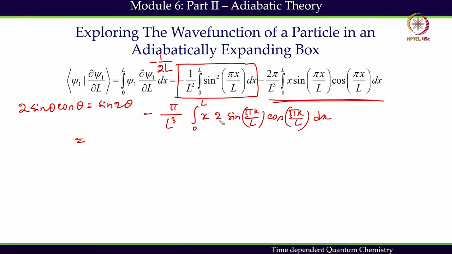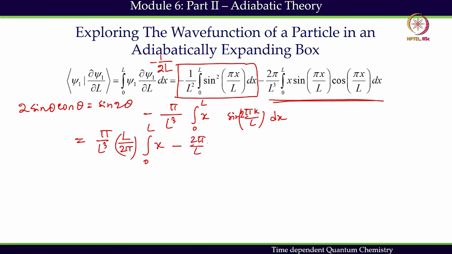That is the integration I have, which can be written as 2 sin theta. So, this 2 will be gone and this is going to be now 2 sin theta dx. And I will now multiply this pi by L cube. I keep it as it is. Then I multiply with this factor L by 2 pi. There is a reason why I am multiplying. Then 0 to L. Then I multiply x. And then I write down minus 2 pi by L. Then sin 2 pi x by L dx.